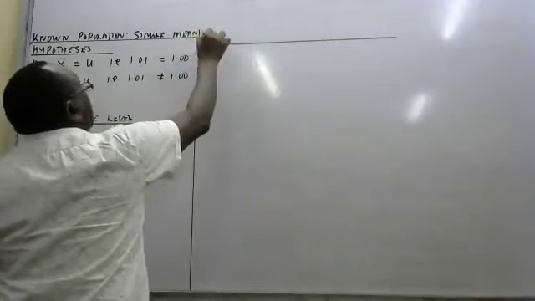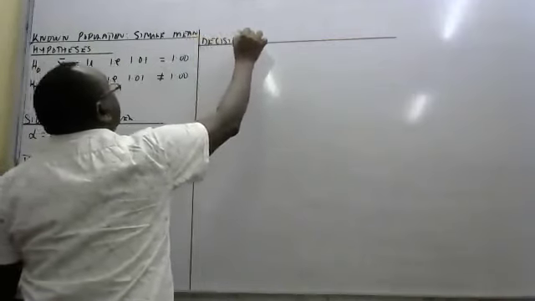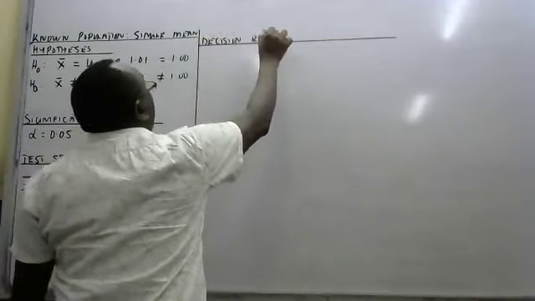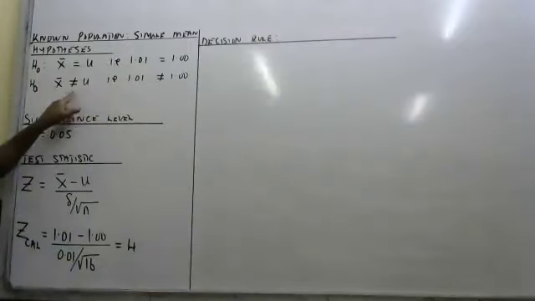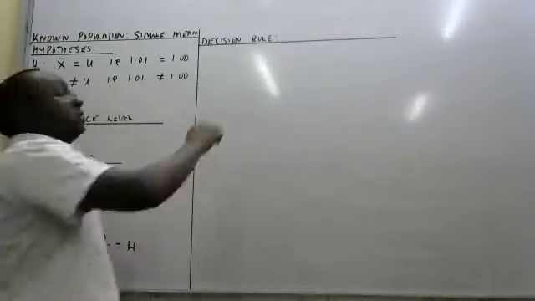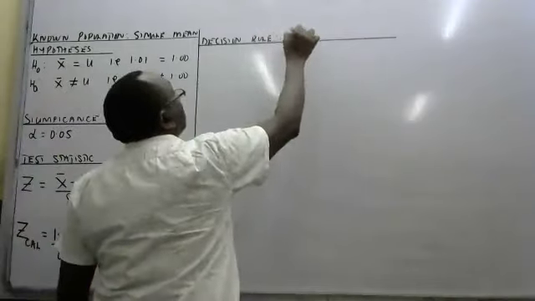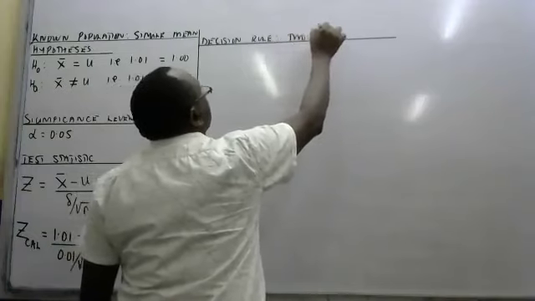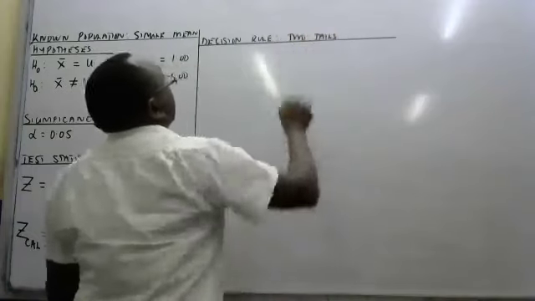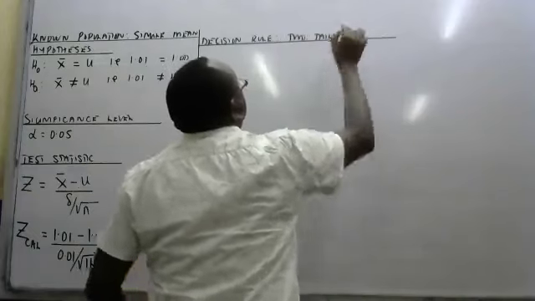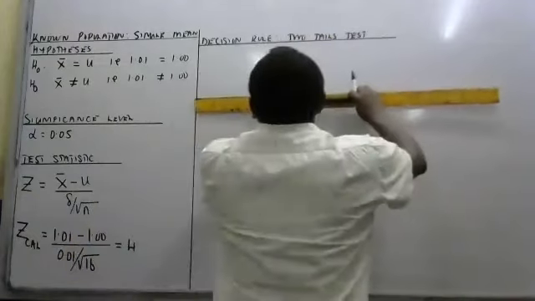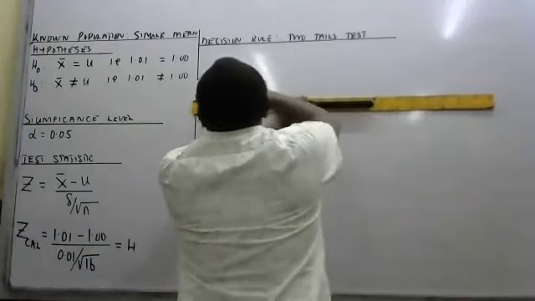The next step is called decision rule. And this one, you see the sign of the alternative. We said if you have put this sign, it is 2 tails. There are 2 tails. Two tails test. So 2 tails is drawn like this.